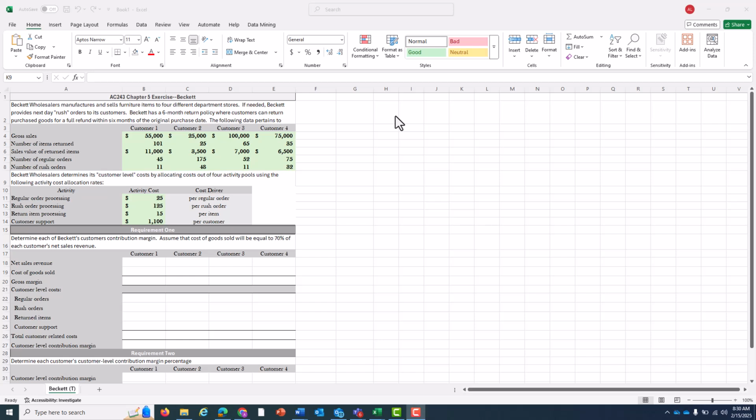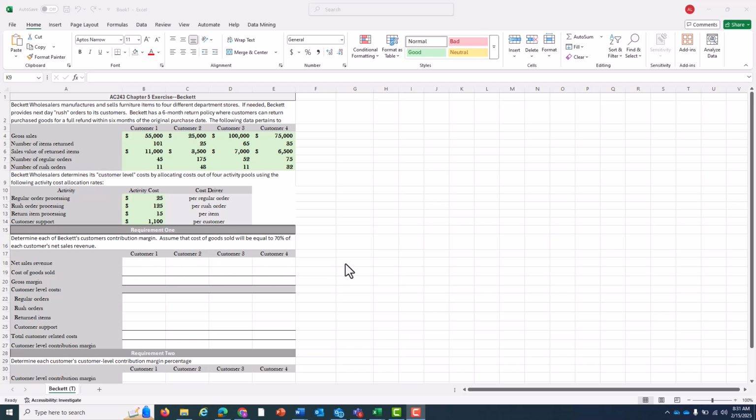In this example problem, we're going to see how we can use ABC systems to identify how profitable each one of our customers is. We're going to be Beckett Wholesalers, and we manufacture and sell furniture items to 4 different department stores, which I've ingeniously named customers 1, 2, 3, and 4.